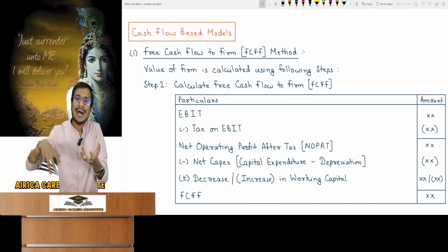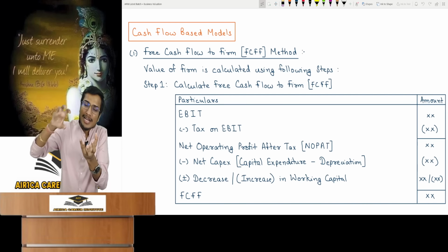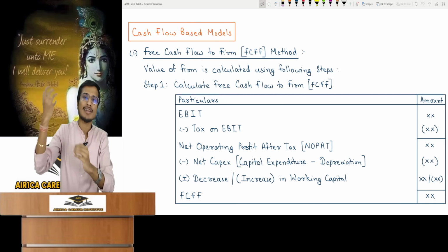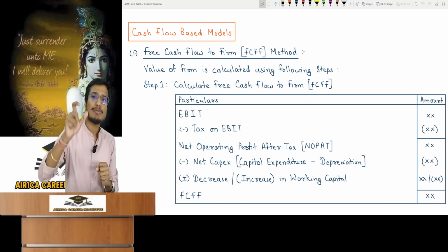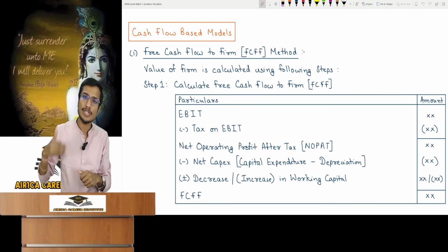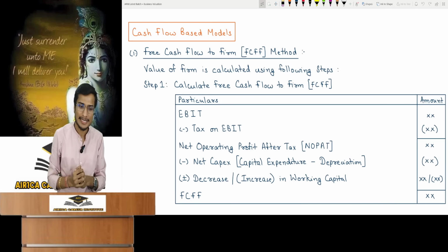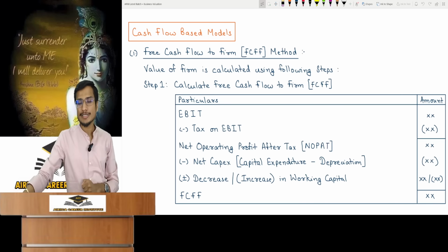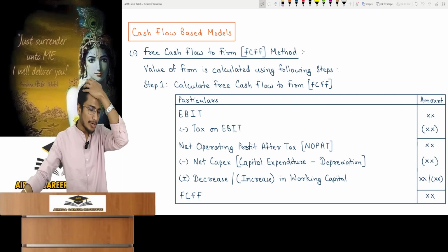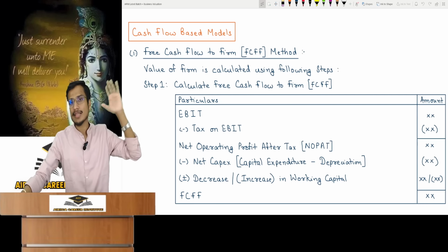Because in these models, you will use earnings as a base. And based on those earnings, you will convert them into cash flow. You will take the earnings and convert them into cash flow to calculate the value. What was the earning based model's flaw? Earnings taken included non-cash expenses, which must be adjusted to cash flow. Now consider the first method in the cash flow based model, free cash flow to firm. It is the most important. This is a very easy method.